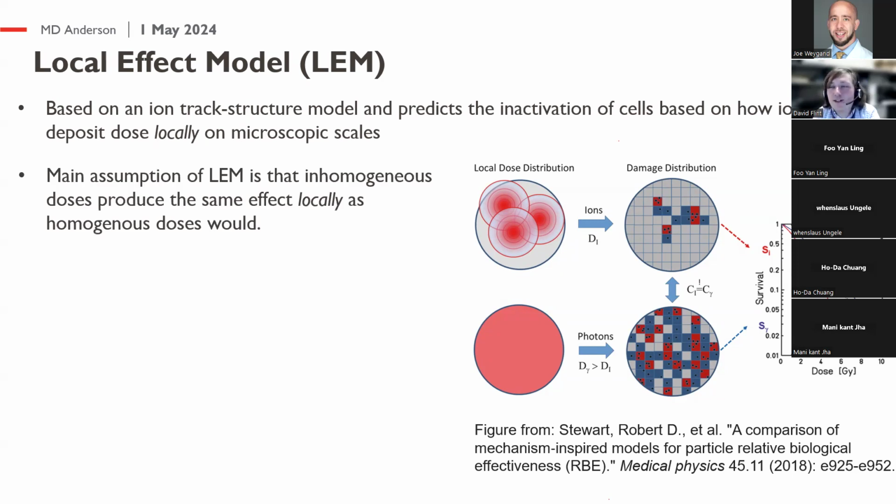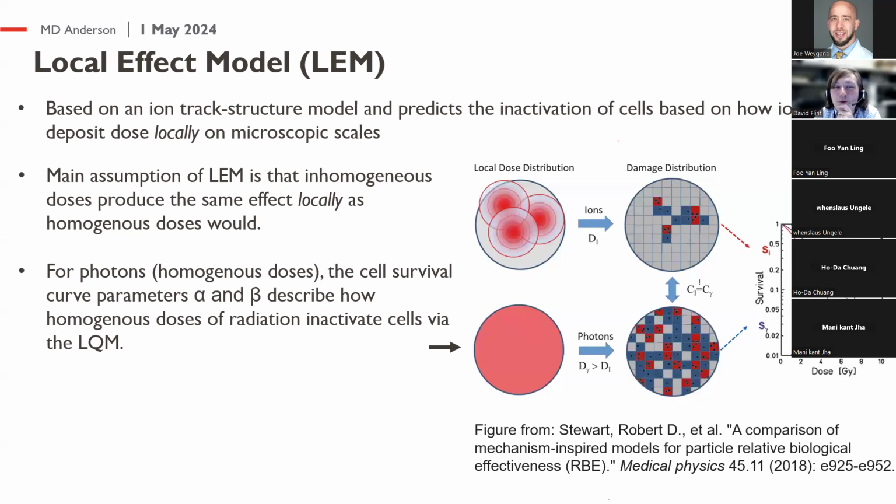The main assumption underlying this model is that inhomogeneous doses across the cell nucleus produce the same effect locally as homogeneous doses would. Right away, that's probably a bit confusing, after I've just told you how microscopic patterns of energy deposition are really important, but bear with me on this argument. What this model does is assume that the reference alpha and beta values for a cell line describe the probability of a cell being killed by a homogeneous radiation dose, since the doses deposited by photons are essentially homogeneous across a nucleus.